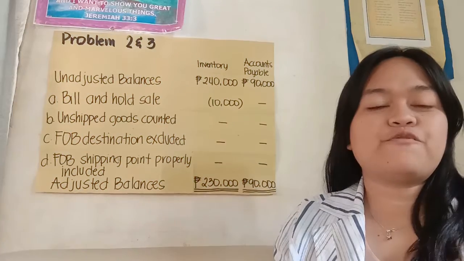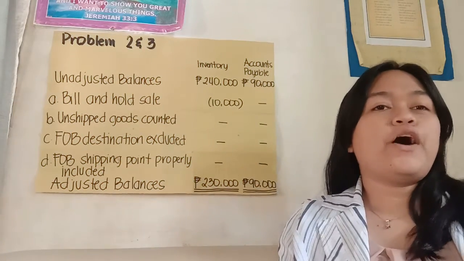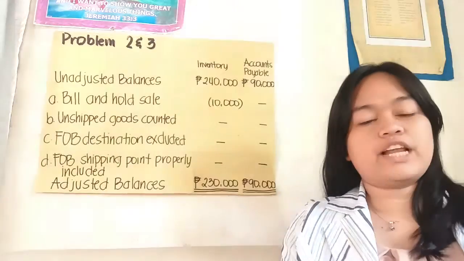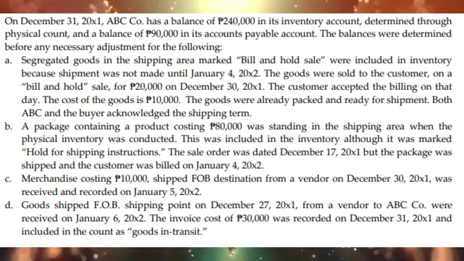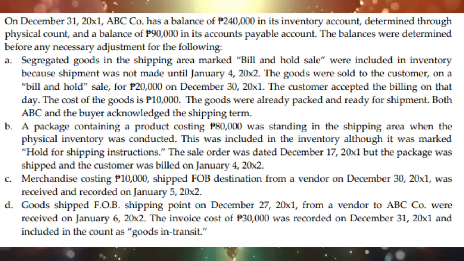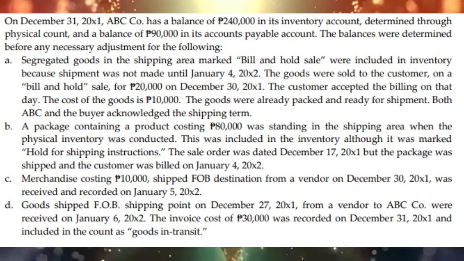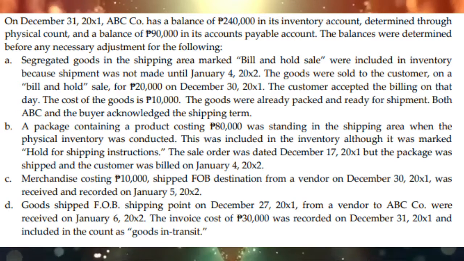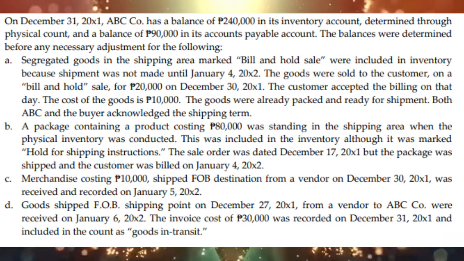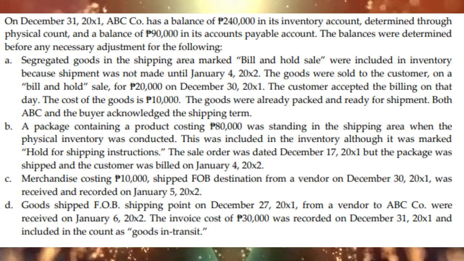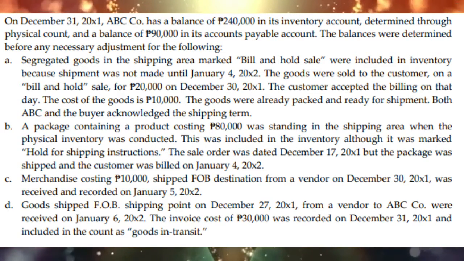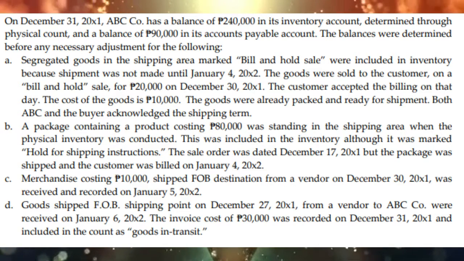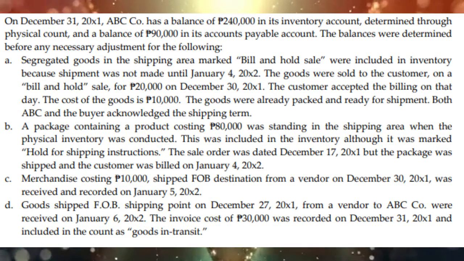This is the situation for problems number 2 and 3. On December 31, 20x1, ABC Corporation has a balance of 240,000 pesos in its inventory account, determined through physical count, and a balance of 90,000 pesos in its accounts payable account. The balances were determined before any necessary adjustment for the following. A. Segregated goods in the shipping area marked bill and hold were included in the inventory because shipment was not made until January 4, 20x2.